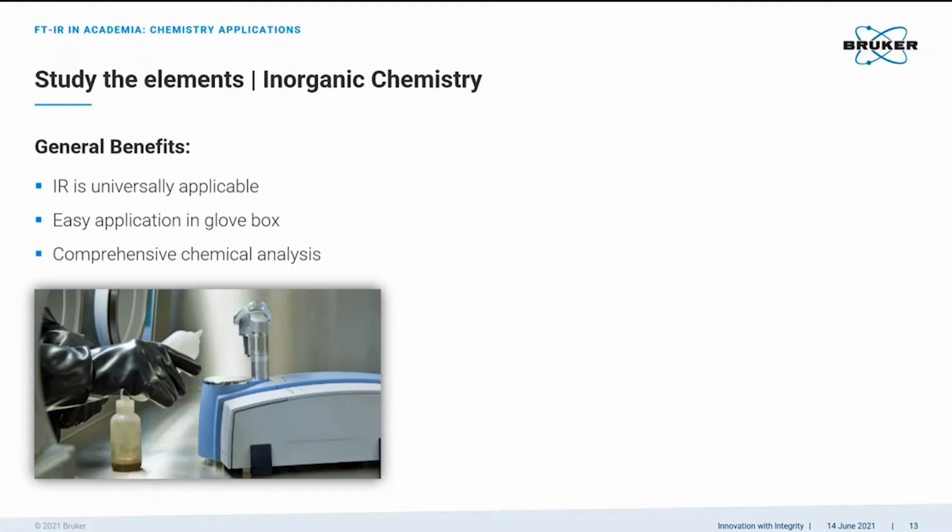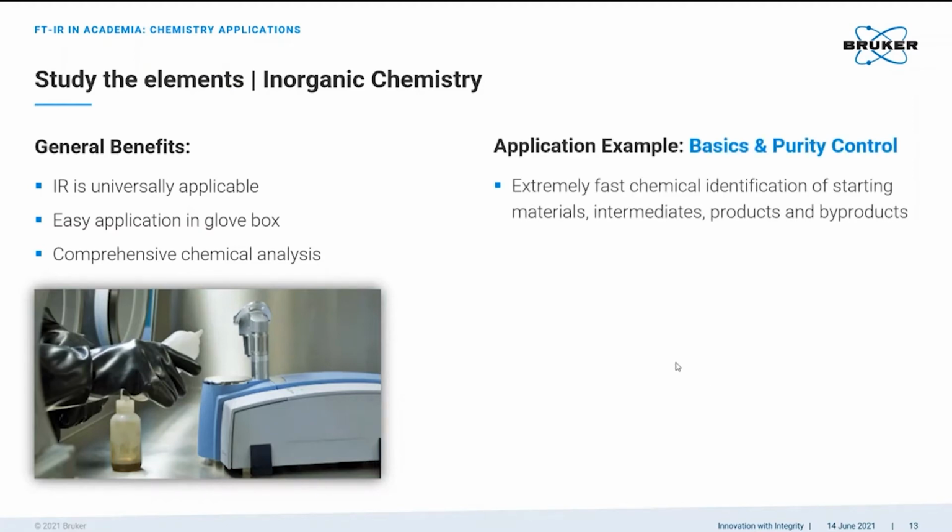Because of their compact size, FTIR spectrometers can be easily used in a glove box, or large accessories and external setups can be placed in inert atmosphere. Using an IR spectrum, you can acquire information about identity, purity, quantity, crystallinity, polymorphism, and much more. It is a comprehensive chemical analysis.